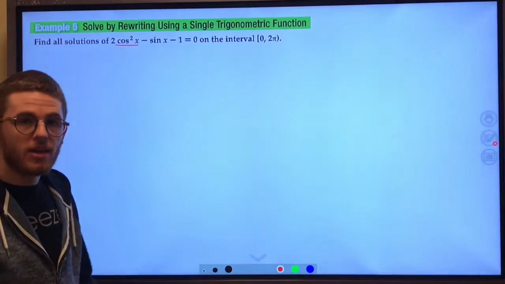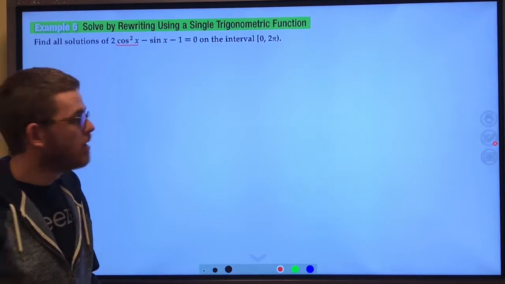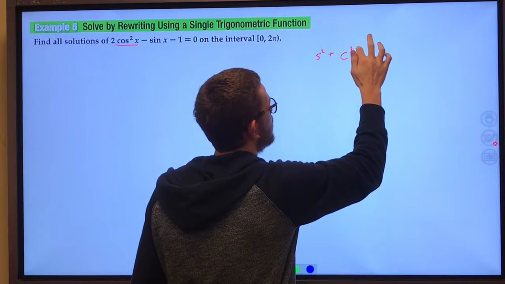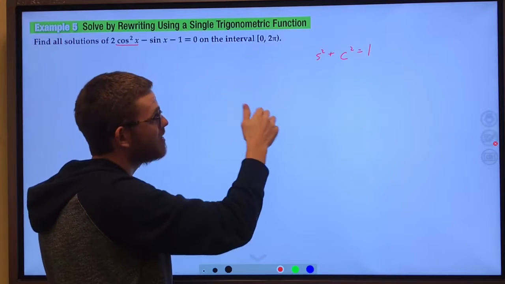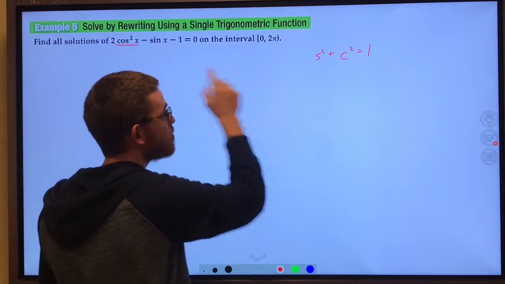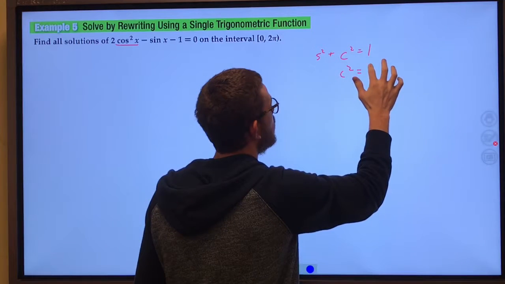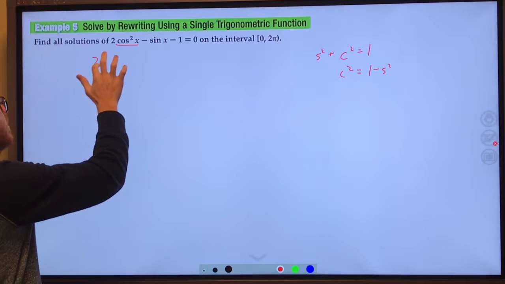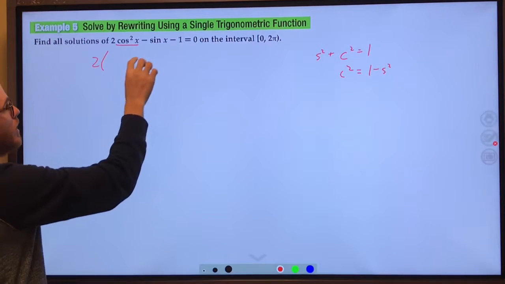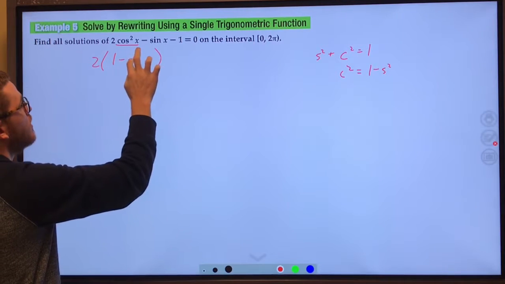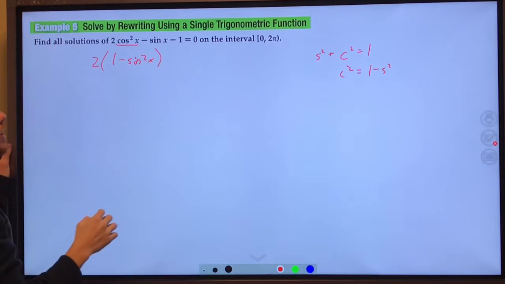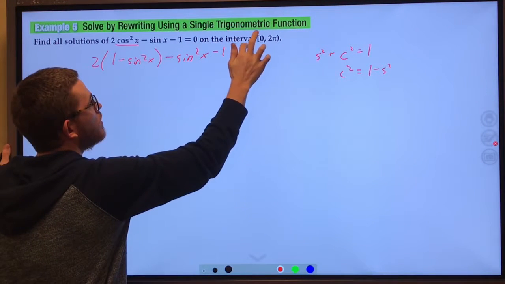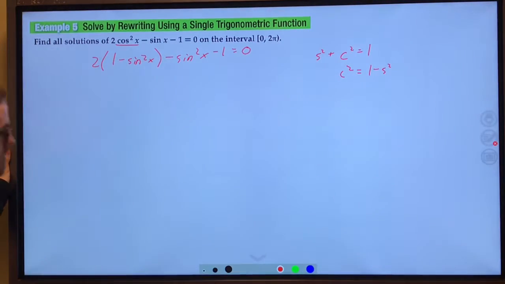And so I'm thinking, if I'm trying to get everything in the same function, I'm going to try to use my Pythagorean identity. If I solve for cosine squared, which is what I have right here, cosine squared would be 1 minus sine squared. So I'm going to replace that. It was 2 times this, so it's 2 times my parentheses, 1 minus sine squared x, minus sine squared x minus 1 equals 0. I have to keep everything else the same.